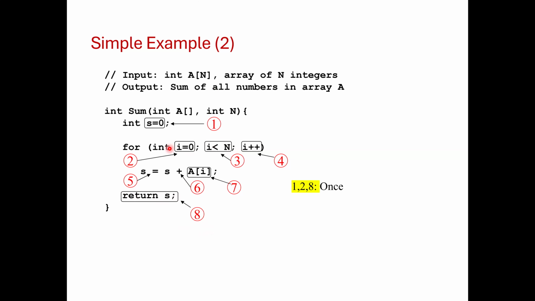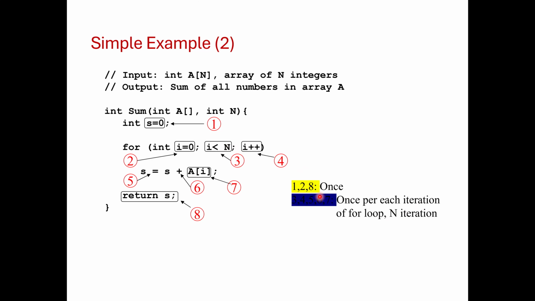Operation 1, operation 2, and operation 8 will execute how many times? Once, right? And then operations 3, 4, 5, 6, and 7 will execute once per each iteration of the loop. How many iterations are we going to have? N iterations, right? So it means that these 5 operations will execute N times. I hope you're following so far. Yes, sir. Okay.